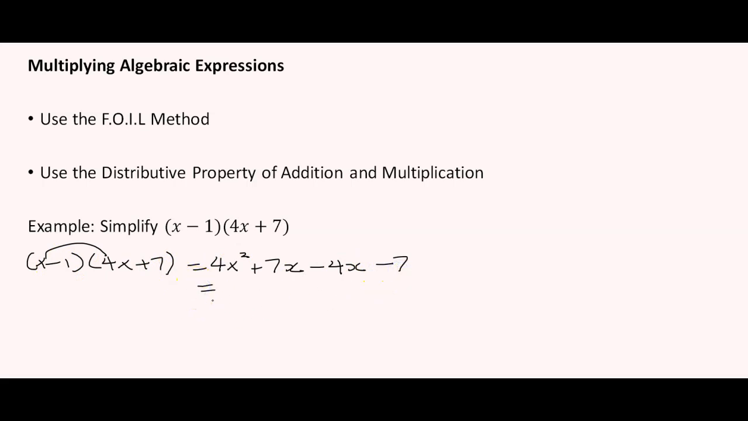And then we just group and simplify. Group common terms together and simplify. So we have 4x squared plus 3x minus 7. So that is our FOIL method.